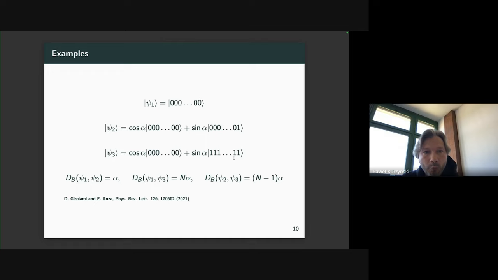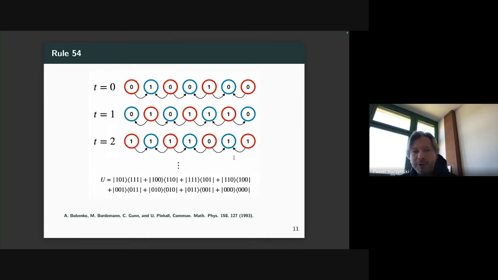Okay, so once I learned about it, I thought, maybe let's try to use this distance introduced by Girolami and Anza, let's check whether it can detect some sensitivity, some quantum chaos. So first I started with an abstract system. This is the so-called rule 54 system. It's a kind of cellular automaton for qubits. It's been popular for some time because people in statistical physics found that the system is interesting for many reasons and were extensively studying it.